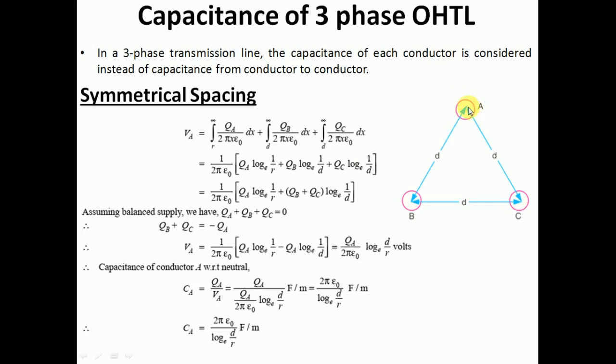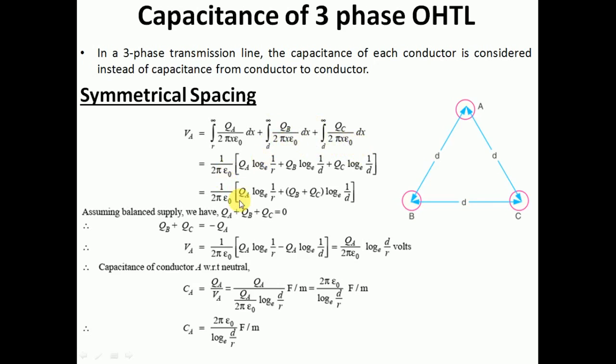So in order to find the capacitance of this conductor A, we have to find the potential at this conductor. The potential at this conductor A is due to its own charge, and then due to the charges which are flowing through conductor B and conductor C. The charge which is flowing through each of these conductors is indicated as QA, QB and QC. So the potential at A can be written as the potential due to its own charge, that is integral from r to infinity of QA by 2 pi epsilon 0 x dx. Then potential due to charge QB, which can be represented by integral from d to infinity of QB by 2 pi epsilon 0 x dx. Similarly, the potential due to charge C also can be written.